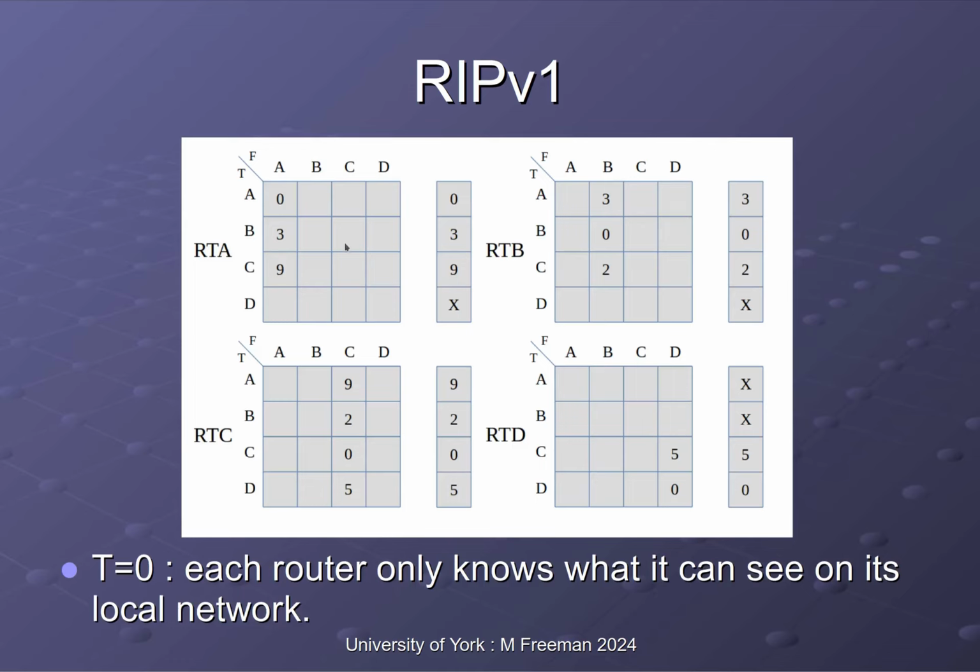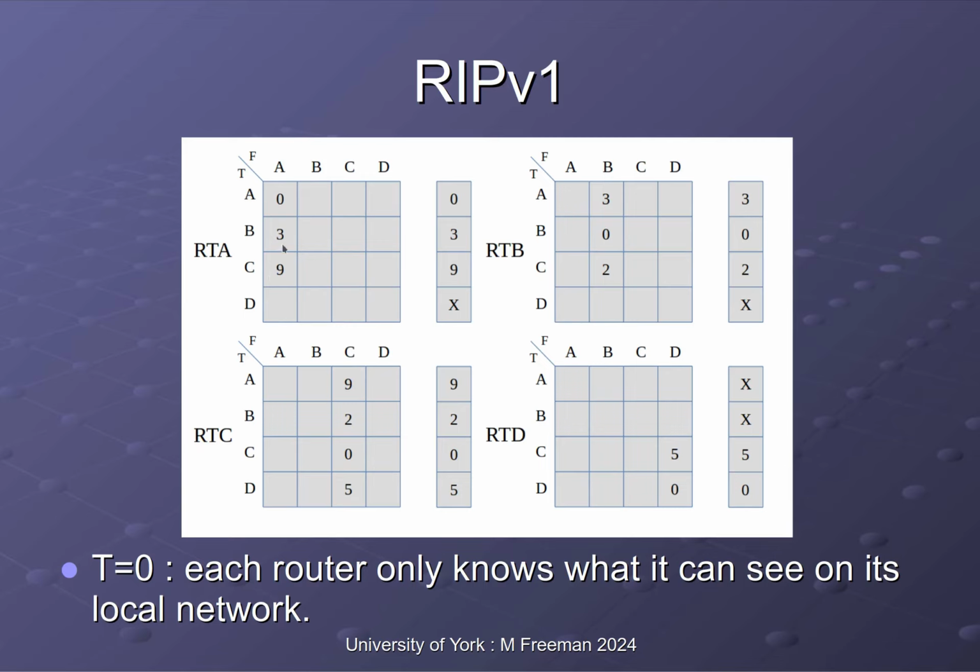So here's router A, B, C, and D. At the moment, all it knows about is what it's locally connected to. So obviously the distance to itself is always 0. So from A to A is 0, B to B is 0, C to C is 0, etc.